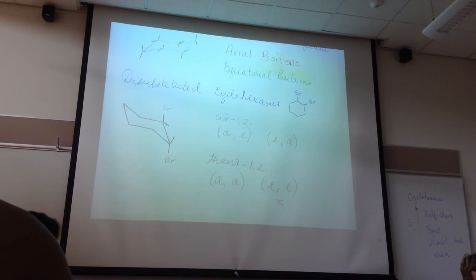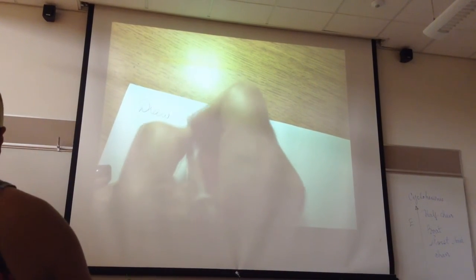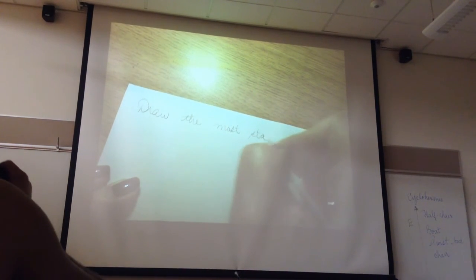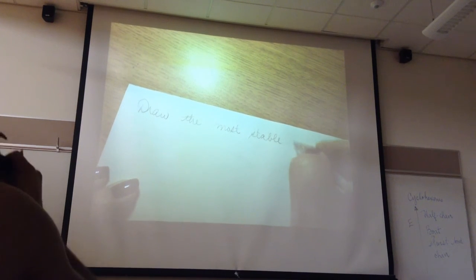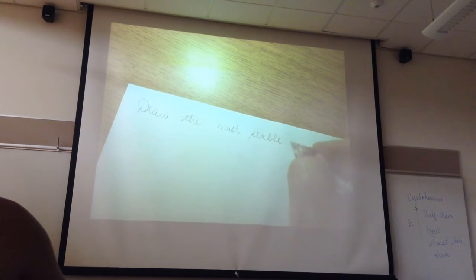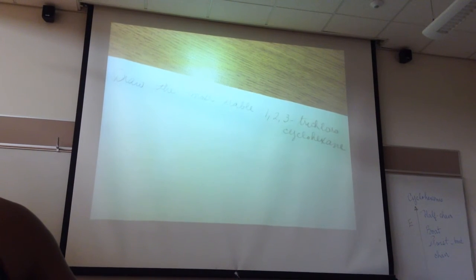Okay, so those are your cyclohexane chairs. You want to go ahead and draw. Draw the most stable 1,2,3-trichlorocyclohexane. I'm thinking on the fly, I'm not doing too well.